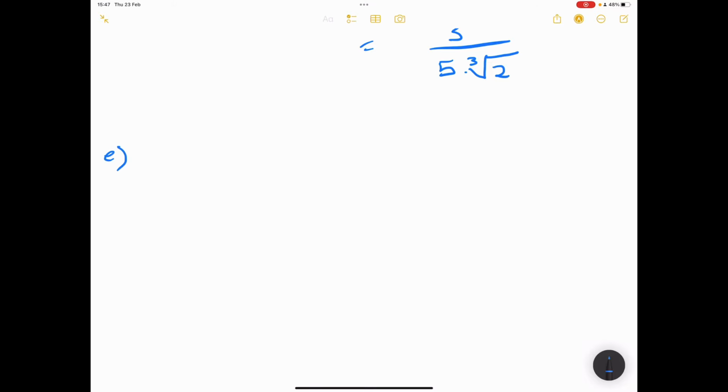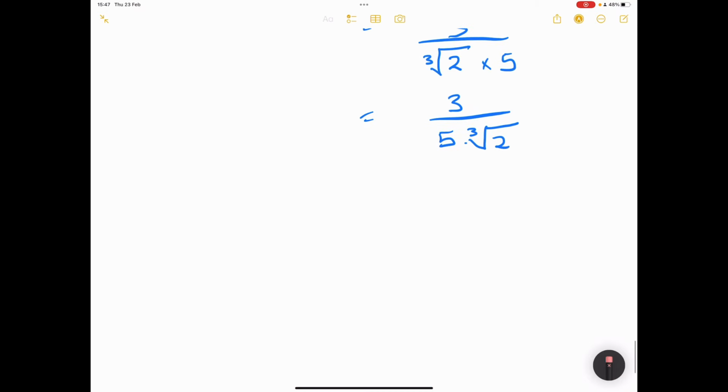Now, the last one, I want you guys to do this for yourself. Show me how you will simplify the square root of 144 multiplied by the square root of 5 over the square root of 20. Please let me know in the comment section how you would simplify something like this.